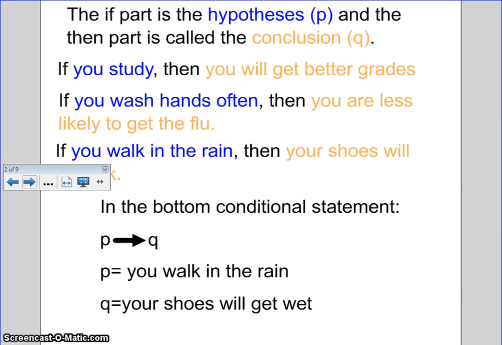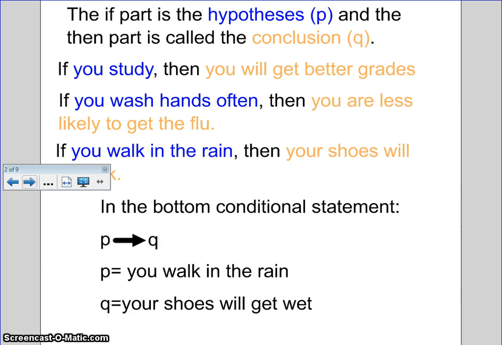All right, I've got the conditional statements rewritten here, but I have them written in different colors because I want to point out the two parts of a conditional statement. The if part, the part that comes right after if, is called the hypothesis. That's what we're calling the cause here. And then the then part, the part that comes after then, is called the conclusion. Now the hypothesis, the letter that stands for that is P, and the conclusion is Q.